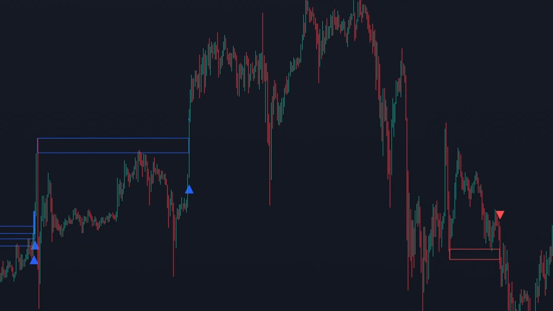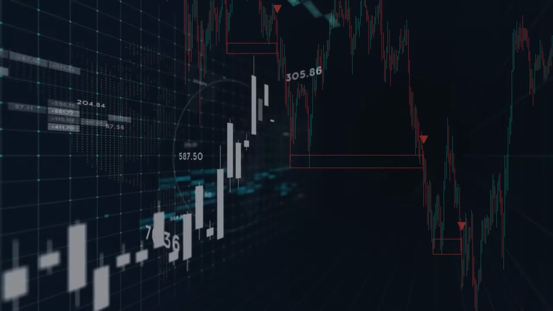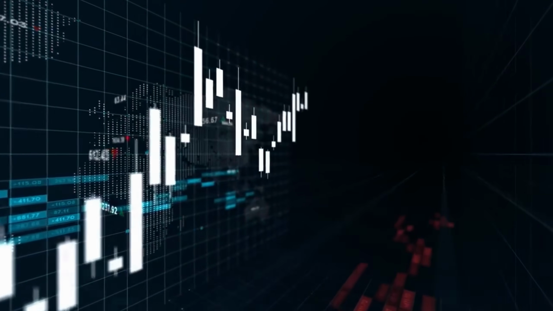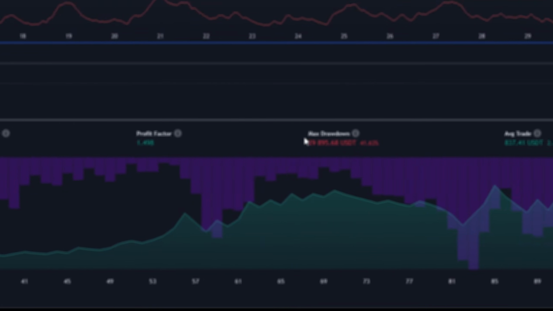Today we're gonna build a trading strategy based on the top breakout indicator available on TradingView. You will discover how you can transform this powerful tool into your trading strategy and check some backtest results to prove how effective it can be. So, let's dive into it!